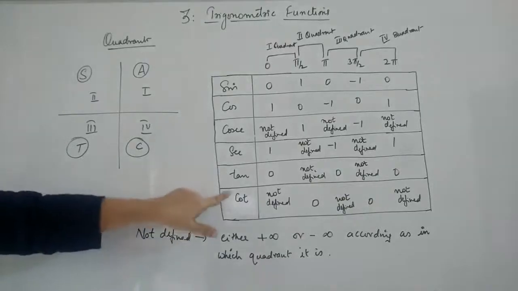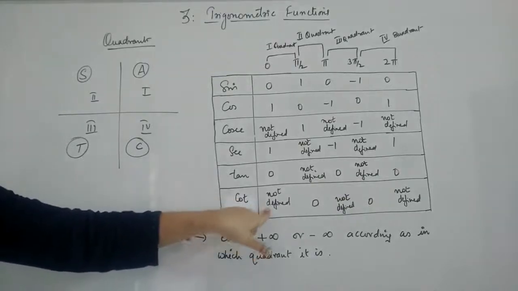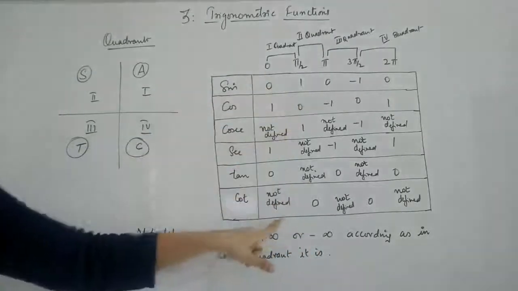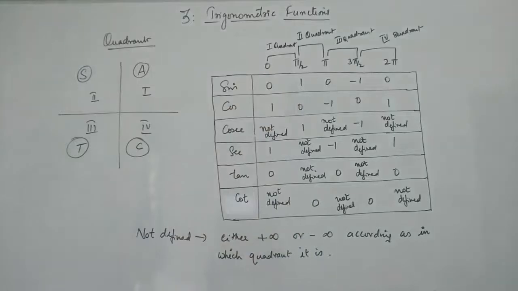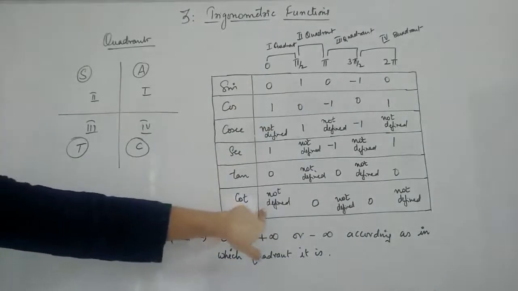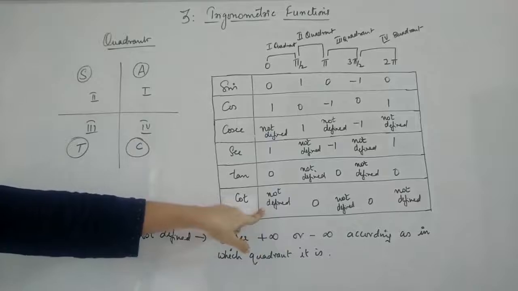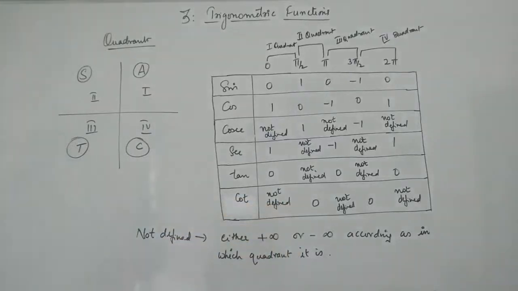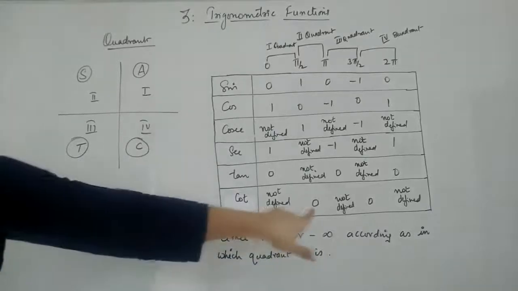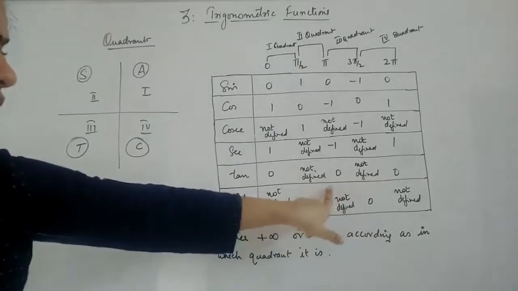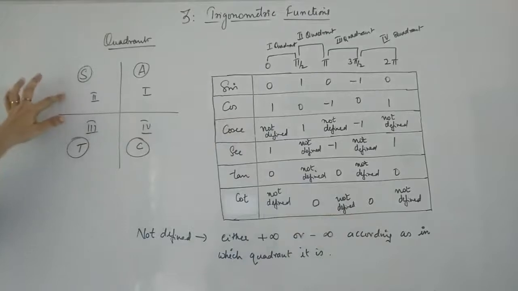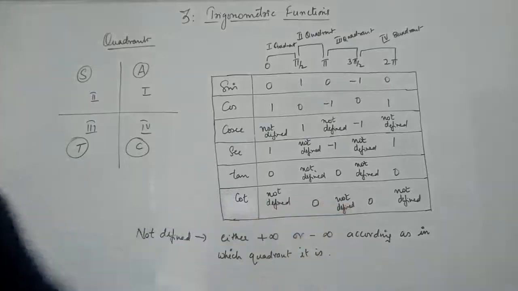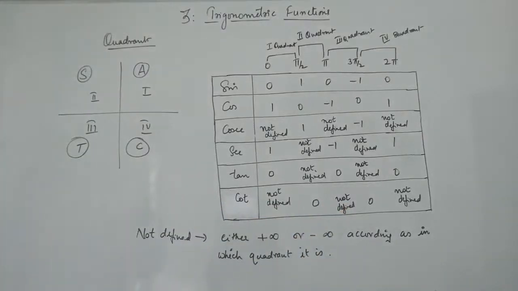Next is cot. Cot starts from not defined and reaches 0 in the first quadrant, right? Now what you will take as your not defined in this case, since it is the first quadrant, you have to take it as positive. So it is from infinity to 0. That means it is decreasing its value in the first quadrant. Next, it is 0 to not defined in the second quadrant, and in the second quadrant cot will be negative. So it should be 0 to minus infinity. Okay, from 0 to minus infinity it is decreasing its value.